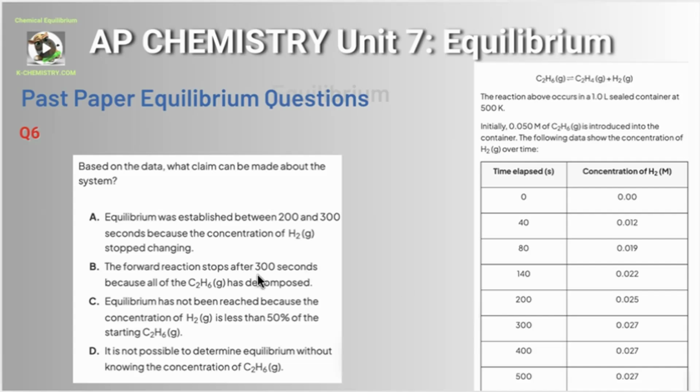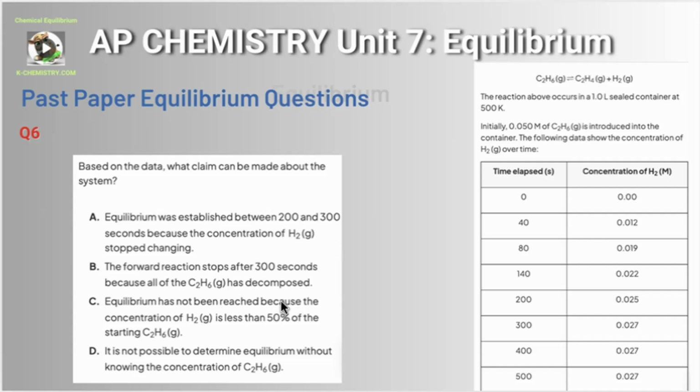Okay, what about B? B is incorrect. The equilibrium does not mean that all reactants have been used up. If you say that all the reactants have been used up, then you are saying that this is actually an irreversible reaction, and we don't have equilibrium in irreversible reactions.